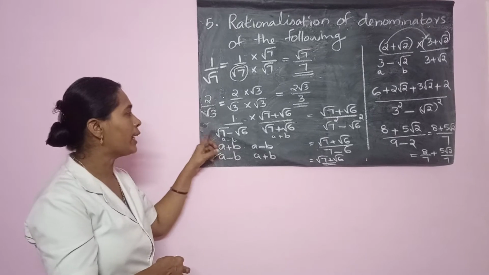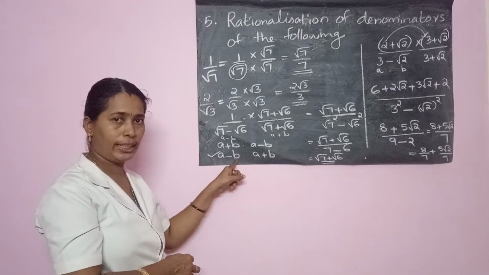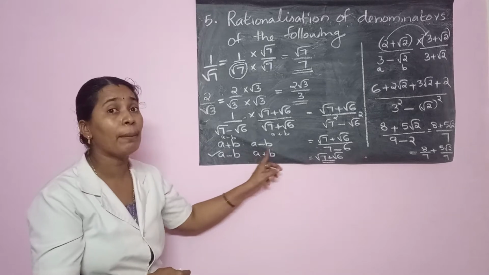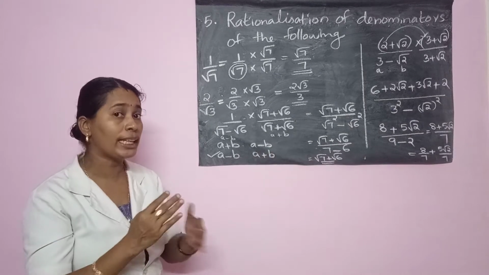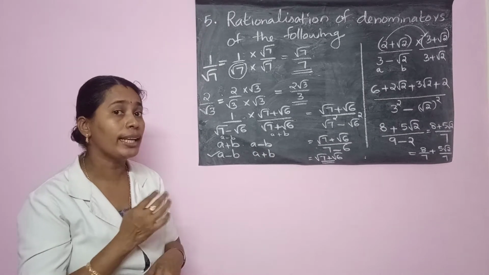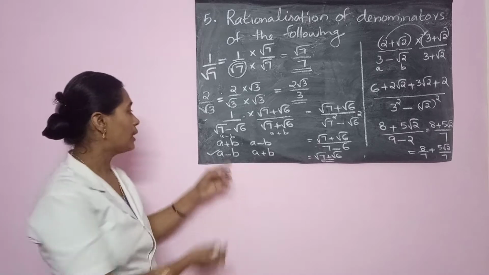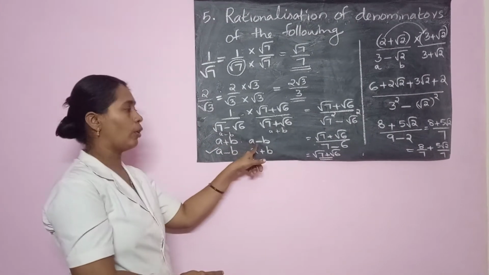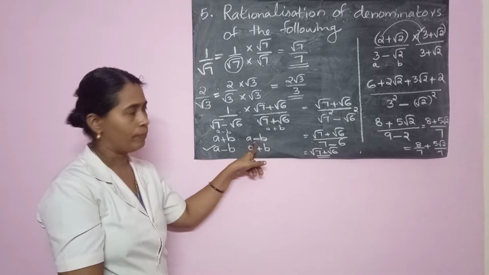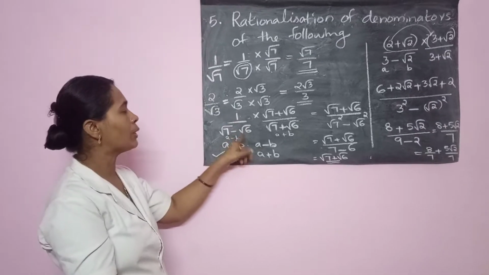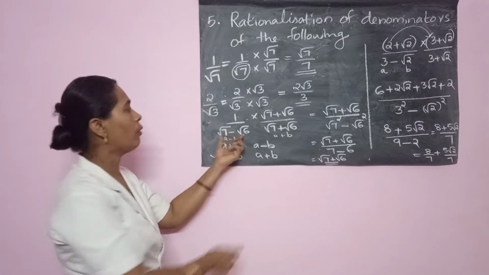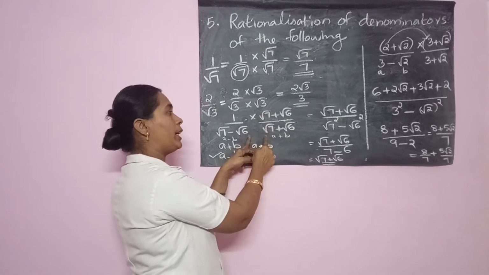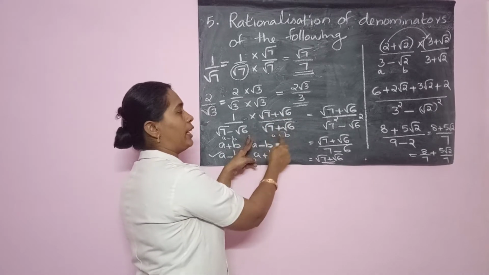When the denominator is of the form a minus b, we have to multiply both the numerator and denominator by a plus b. When you change the sign in between the terms, they are called conjugates. Suppose the denominator is of the form a plus b, our conjugate is a minus b. So 1 by root 7 minus root 6 is a minus b form. So when we are using multiplication, multiply numerator and denominator by a plus b terms.